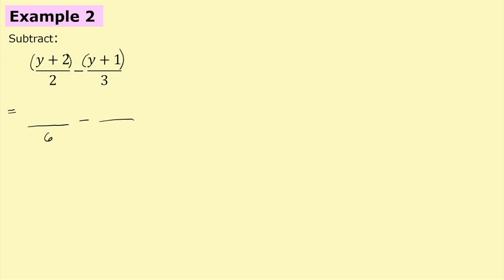So example 2. This time we've got (y + 2)/2 subtract (y + 1)/3. So before we start, I'm going to pop brackets round these expressions just to keep ourselves right. And now 2 and 3, we've got a lowest common multiple of 6. So first bracket over 6, subtract second bracket over 6.